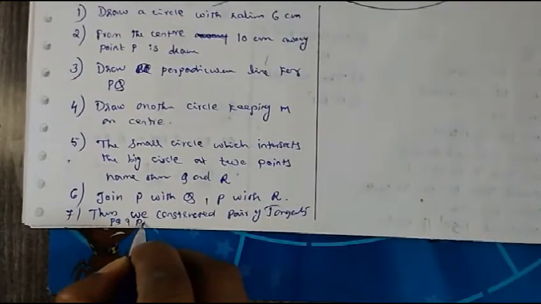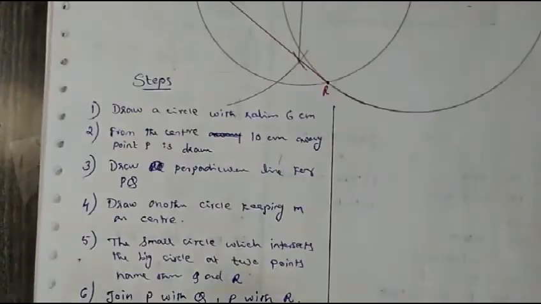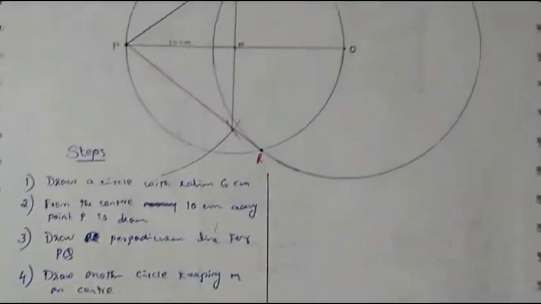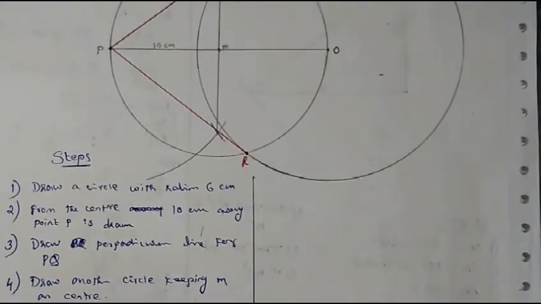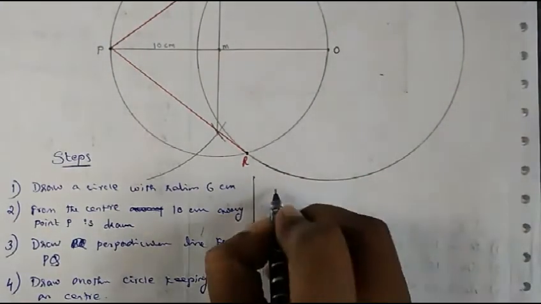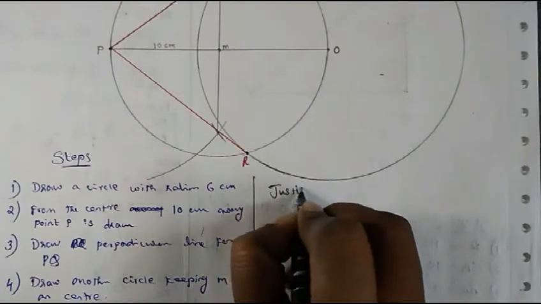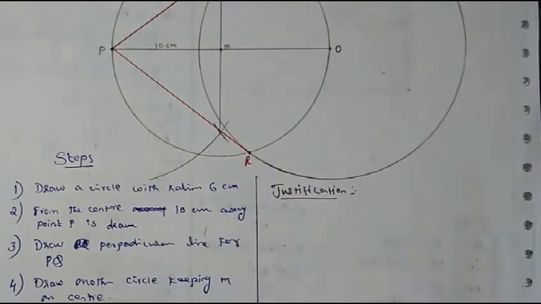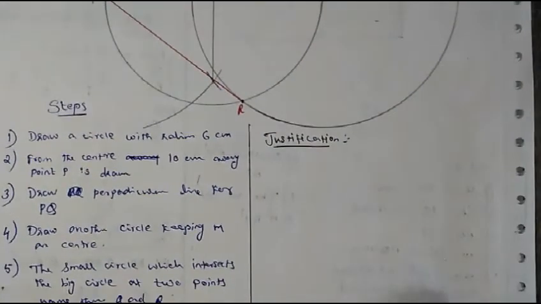PQ and PR. Okay, steps are compulsory. In your own words, you just write down what you did. Now coming to justification. Justification, if they ask you only, you have to do. If they don't ask you, you don't need to write. But steps, even if they don't ask, you have to write the steps.